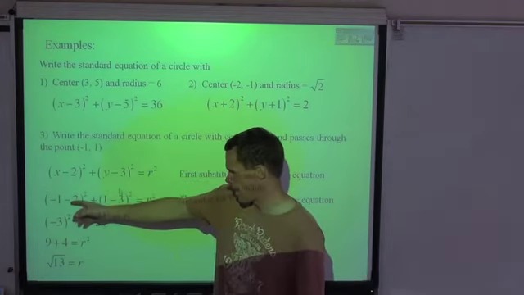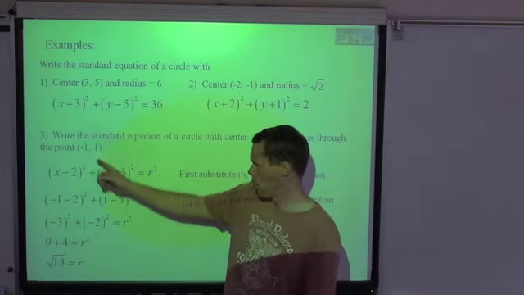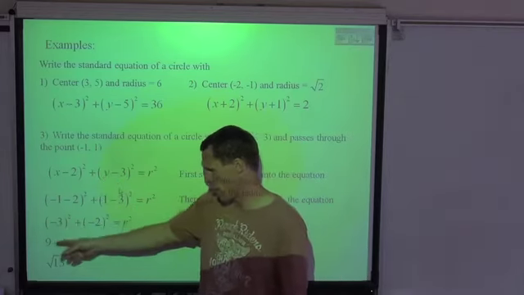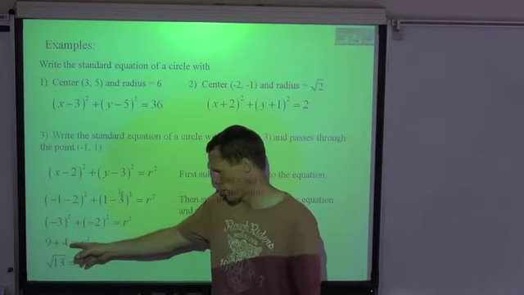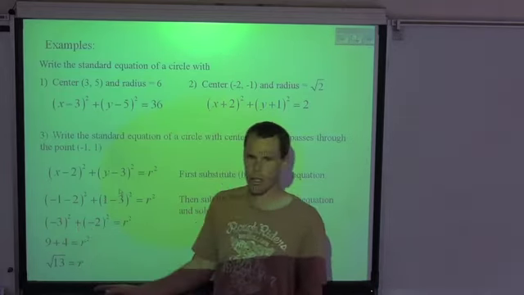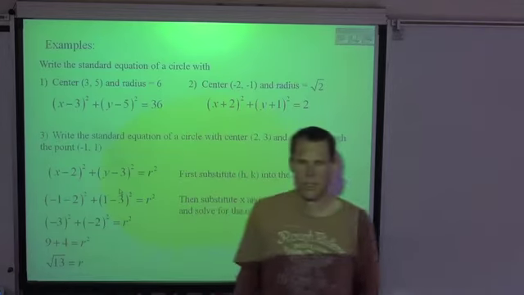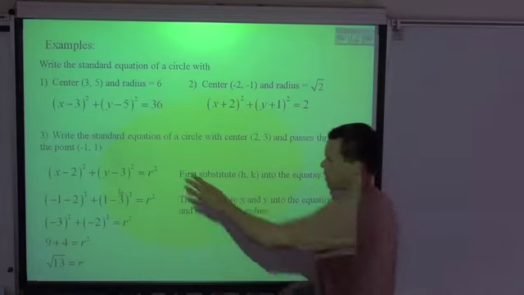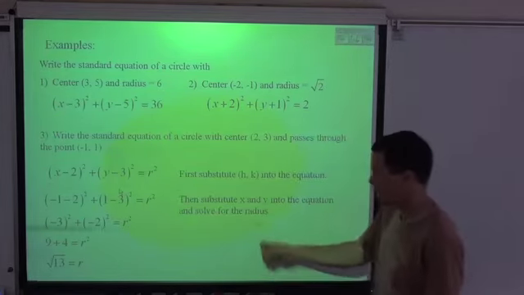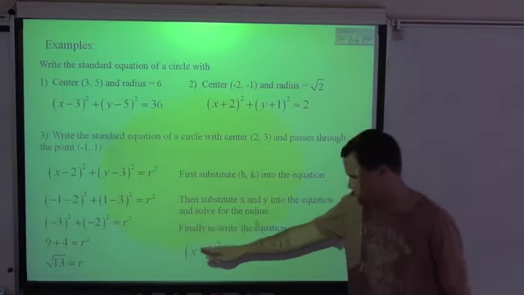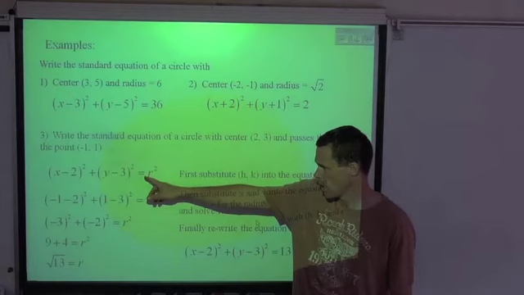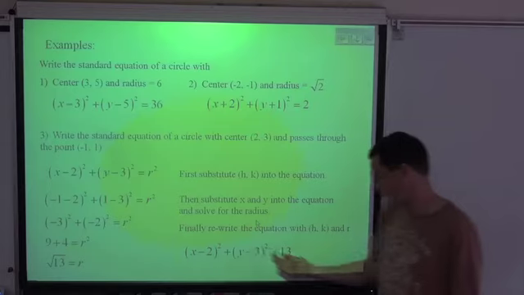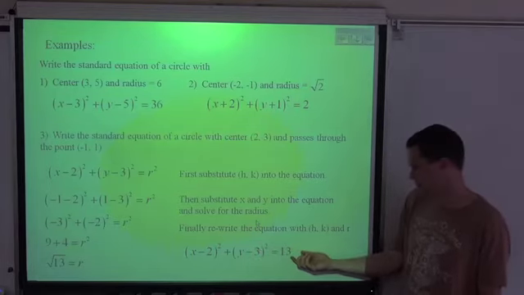So next we substitute x and y into the equation and solve for the radius. Negative 1 is x, minus 2 is negative 3. 1 minus 3 is negative 2. And we square these. Negative 3 squared is 9 plus negative 2 squared, which is 4. So r squared is equal to 13. If we square root that, we get the radius, radical 13. However, we want to write an equation, so now we go back to x minus 2 squared plus y minus 3 squared, and we replace r with radical 13. Radical 13 squared would just become 13.